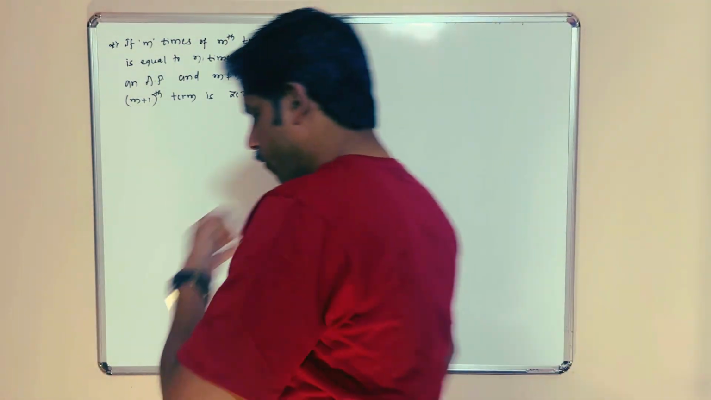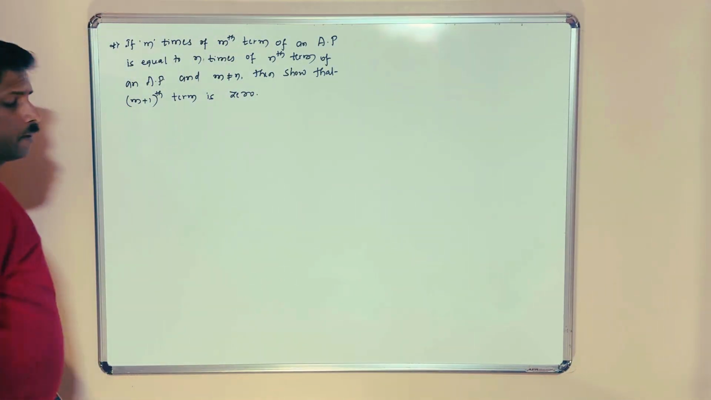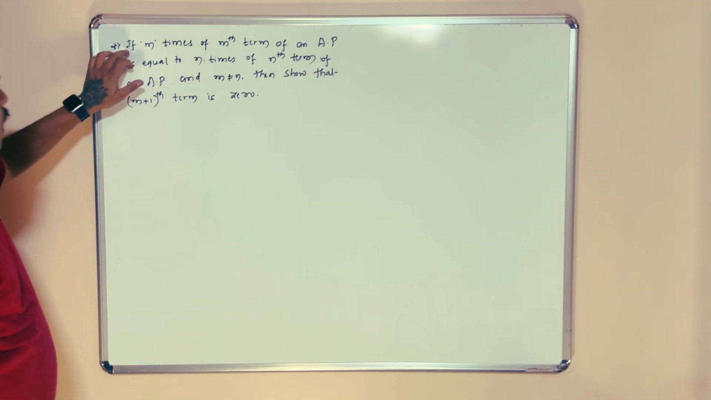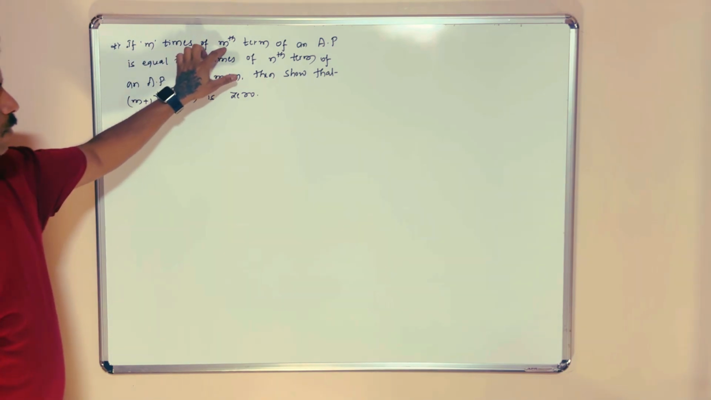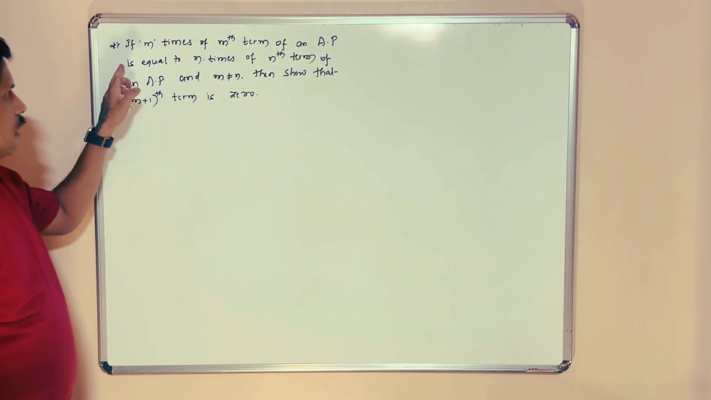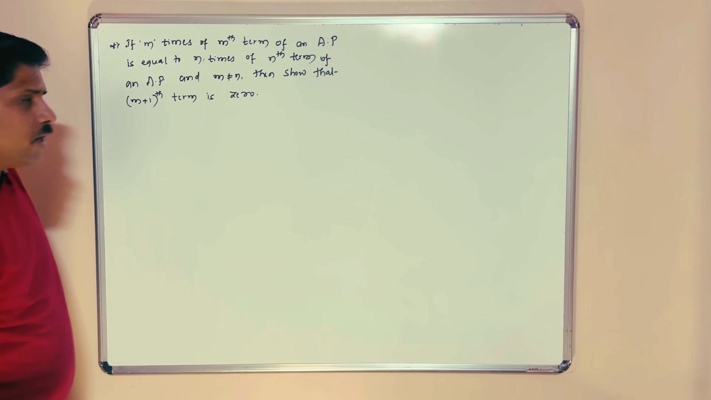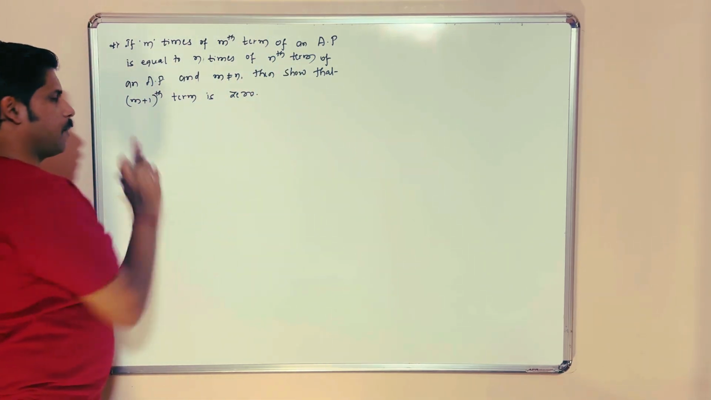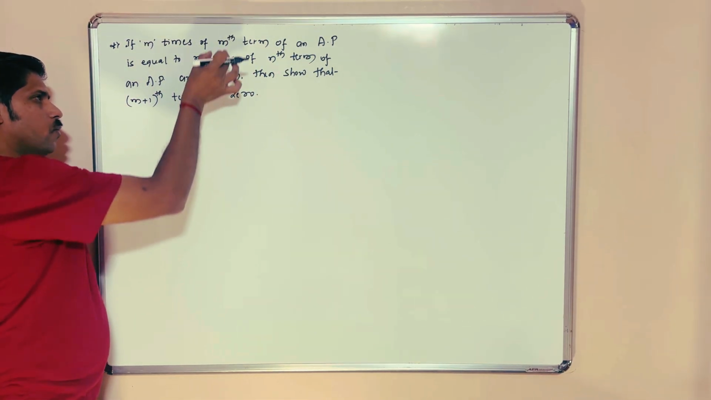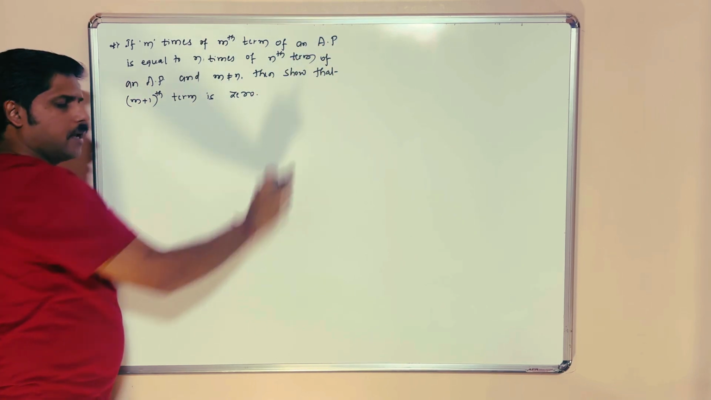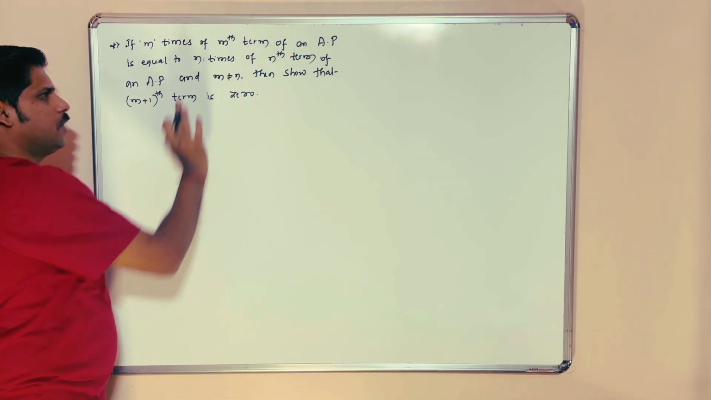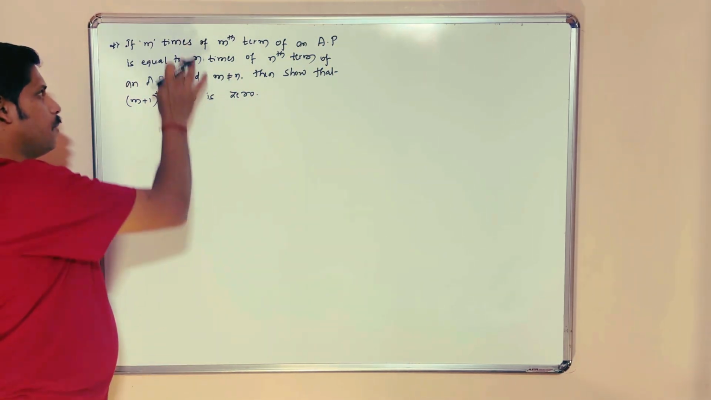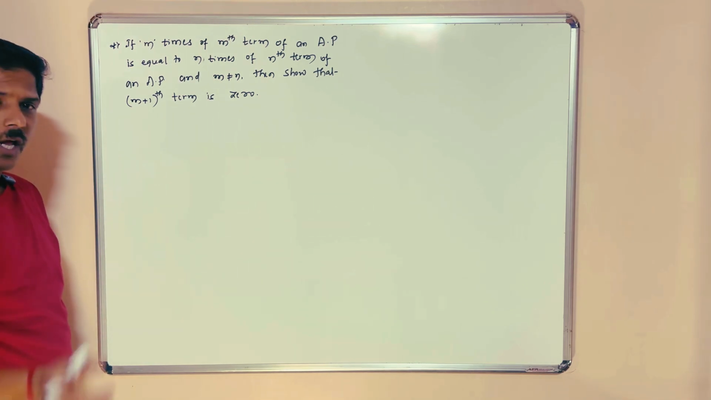So next question, a very, very important 5 marks question. If m times the mth term of an AP is equal to n times the nth term of an AP. Here we have 2 APs. One is the mth term, another one is the nth term. Both are having m times and n times. Both are equal here.